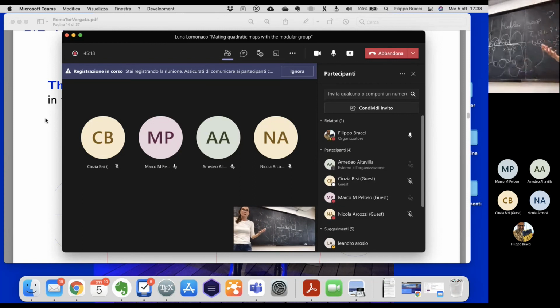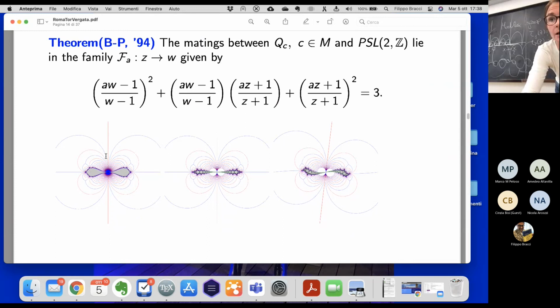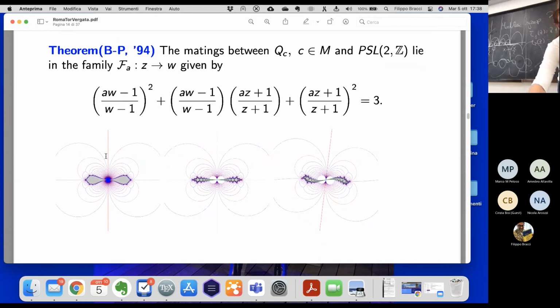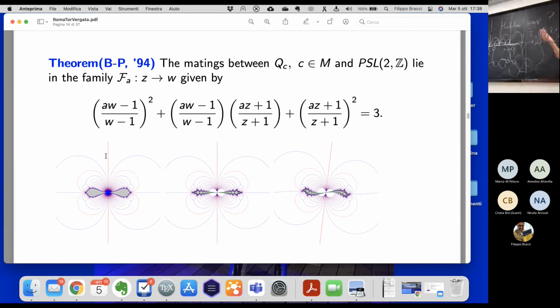And then we have the second question, which is: is there a family, a possible family where this mating could happen? And yes, there is, and you see, it's the family given by this expression, which I won't even try to say in English, just read it, please.